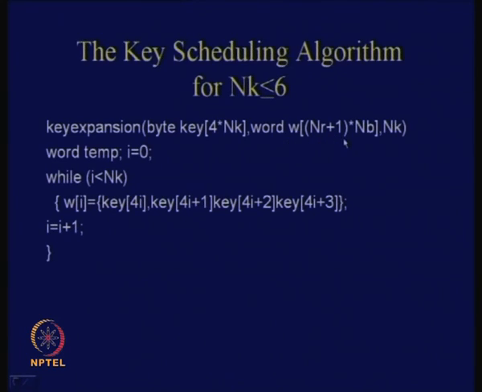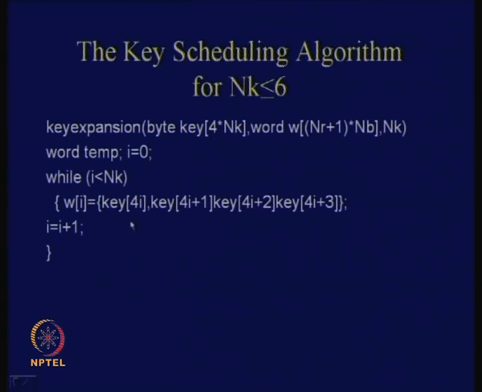You see the number of words which are there is represented by NB multiplied with NR plus 1, why? Because NR plus 1 is the number of rounds of key scheduling, I mean the number of XORings you require to do with the key, and there are NB number of columns per AES key which you are XORing, okay. So what you do is that you take the 4 words, for example, initially if your I is equal to 0, so what is this value equal to? Key 0, key 1, key 2 and key 3, right.